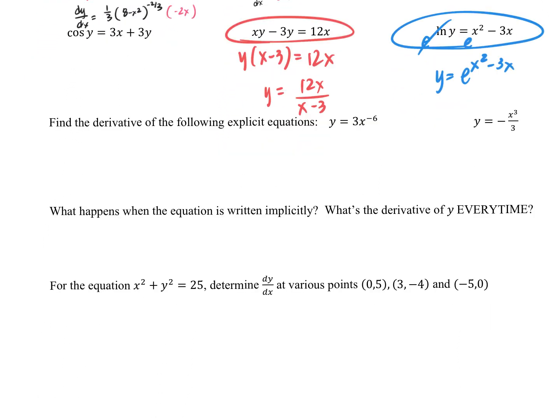Whew. Here we go. We got this. So I said, find the derivative of the following. These are explicit, so this is like what we've been doing. Let's do it. What would the derivative of this one be? Let's write dy/dx as opposed to y prime, just so we can get used to a variety of things. Derivative of this guy would be negative 18x to the negative 7. Done.